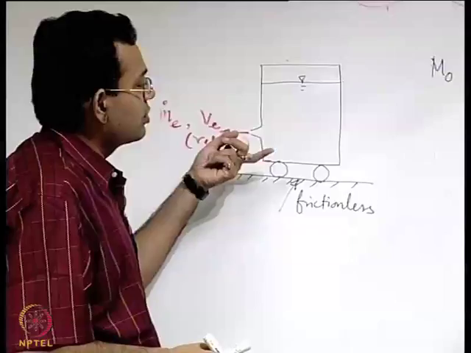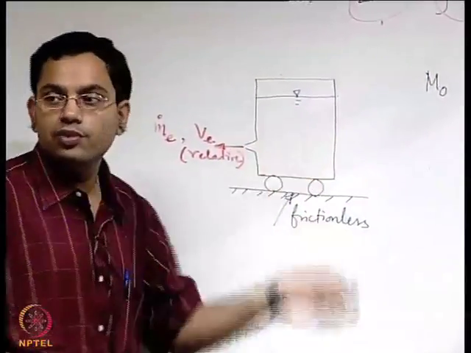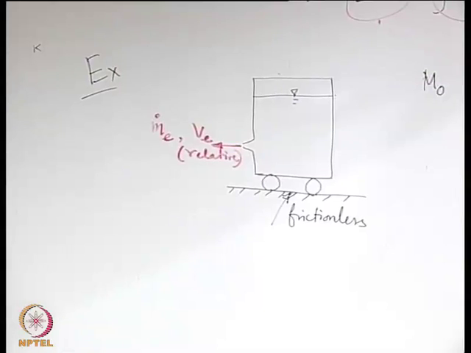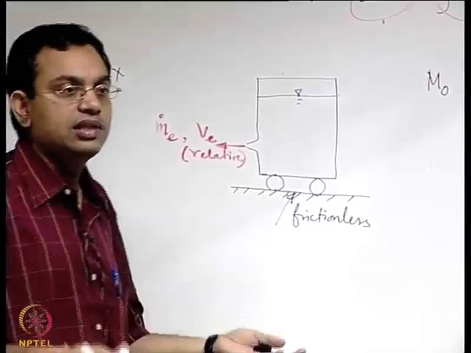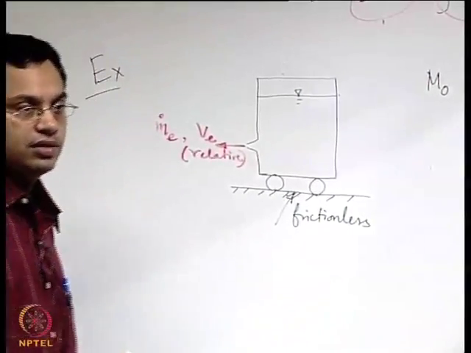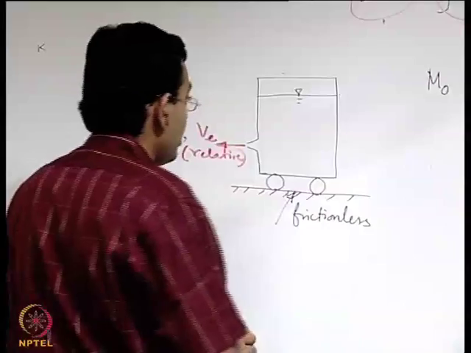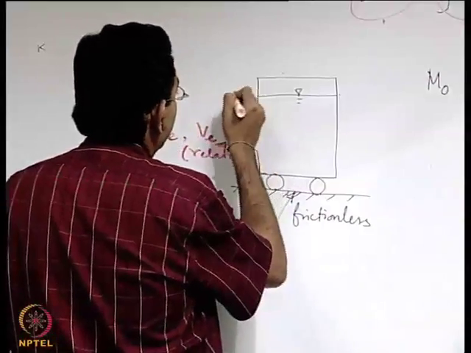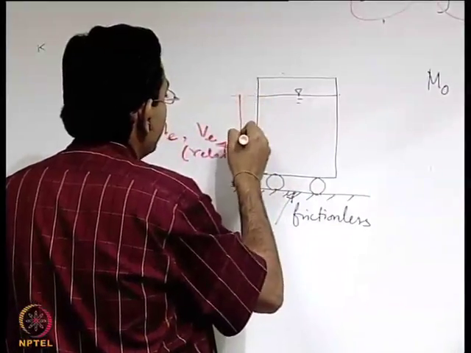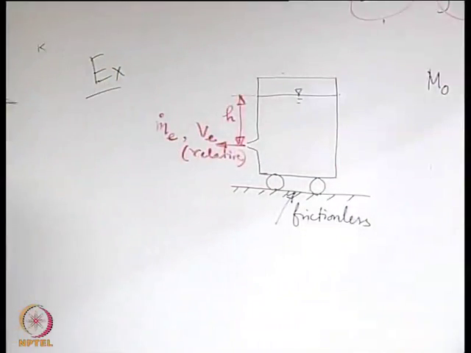There will be a force towards the right on the tank which will try to make it move, and it's basically a fundamental principle of a propulsion system. So it will try to make the system propel with a particular velocity that itself might change with time. Let us say that the height of water at the instant that you are considering is h.